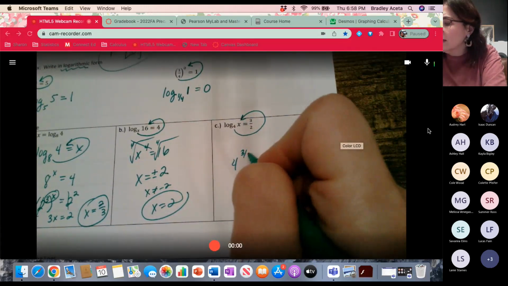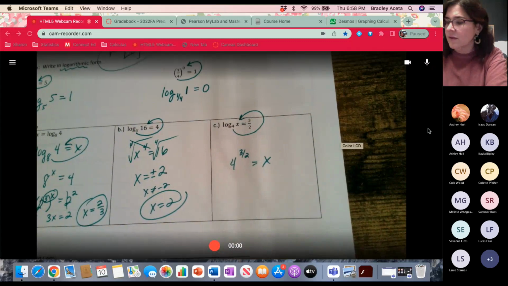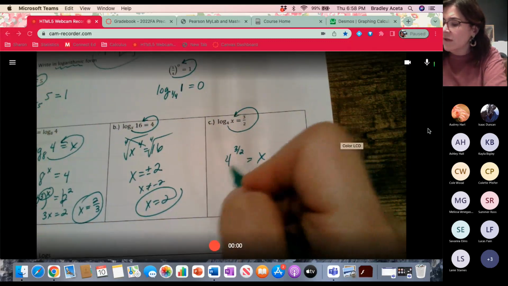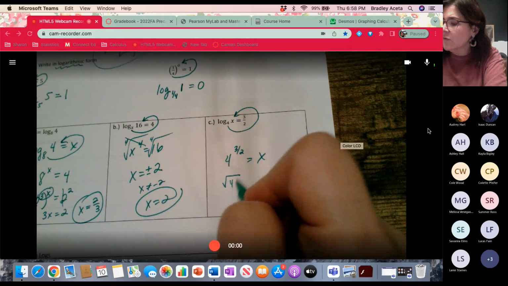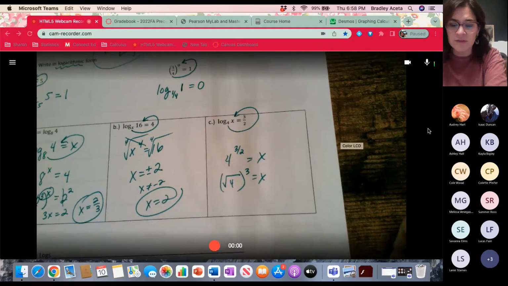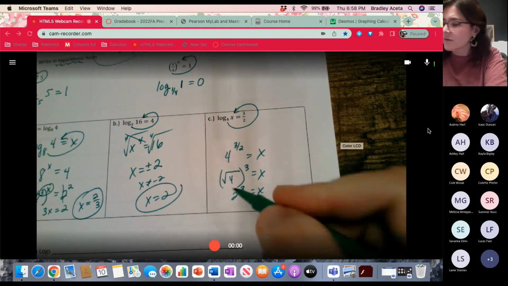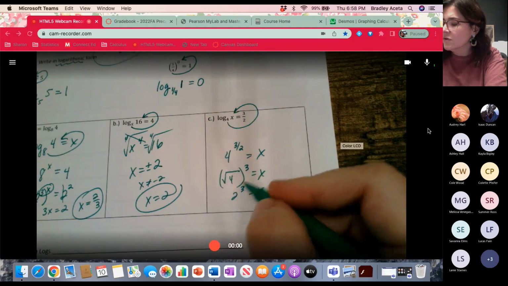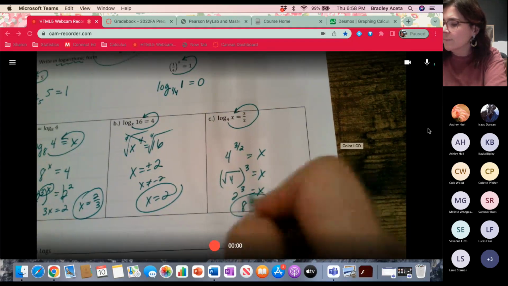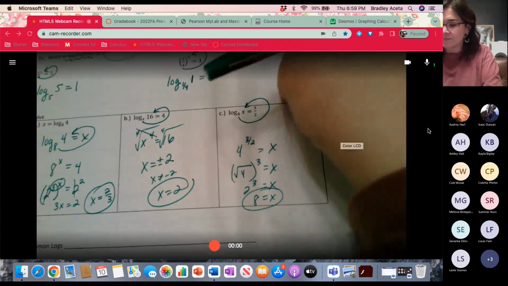All right, this one, zoop, wrap around: 4 to the 3/2 equals x. So what does this just mean again? This is really just the square root of 4 and then cubed. You can punch this into your calculator, obviously. The square root of 4 is 2, and 2 cubed is 8. So easy peasy when you have to solve it.